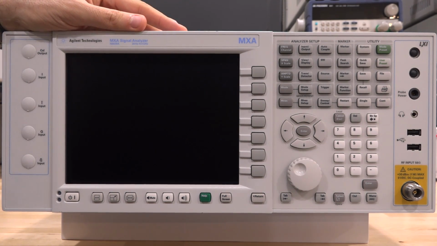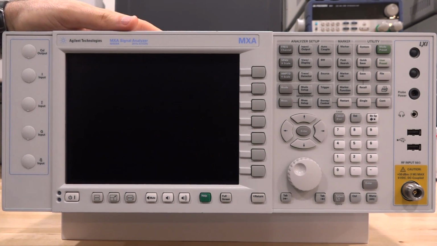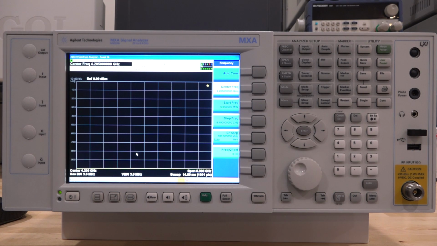Now, it does have a problem. I'm going to turn it on and show you what the problem is. It does run Windows XP, and so it boots up, and the problem is actually on the RF side. So it should be interesting to try and repair it. Let's go turn it on and see what happens. Alright, the instrument has booted and unfortunately it doesn't even sweep.